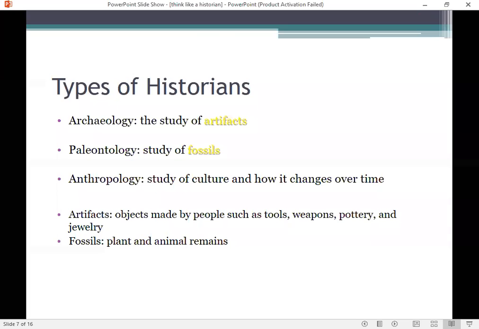Paleontology is another study. They study fossils. Fossils are the remains of plants, animals, and humans. Now, these people, unlike archaeologists, they do not care about objects. They do not care about tools. They do not care about clothes. They care about bones. They care about skeletons and remains. This is what they study. Anthropologists, they do not care about physical things. They do not care about tangible things. They study culture and how it changes over time.